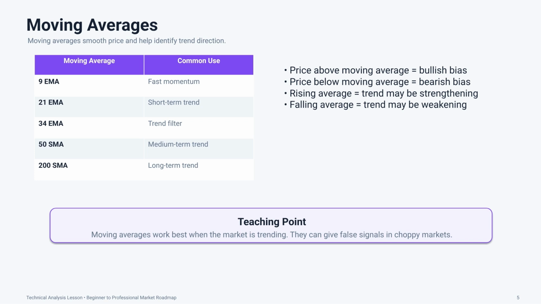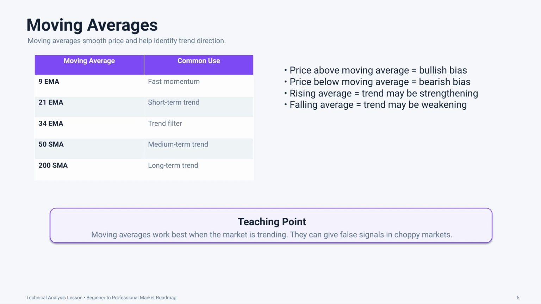Now, let's talk about moving averages. A moving average is one of the most common tools in technical analysis. It smooths out price movement so we can see the trend more clearly. Instead of looking at every small candle movement, the moving average helps us answer one simple question. Is price generally moving up, moving down, or going sideways?